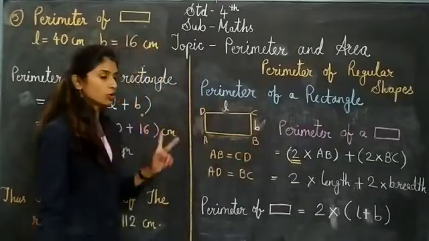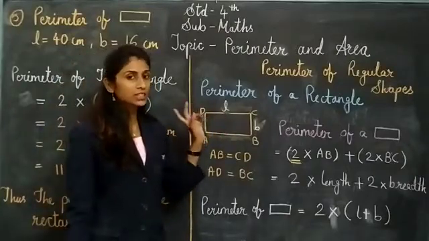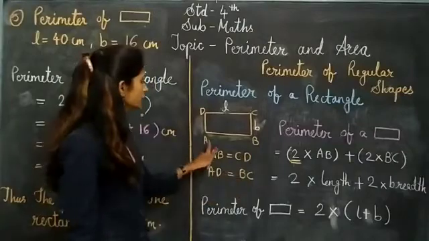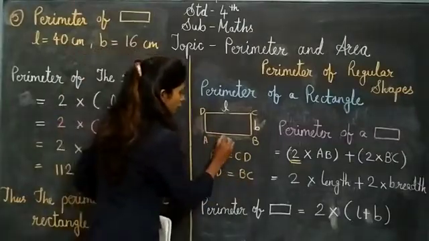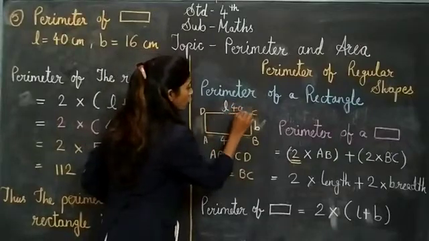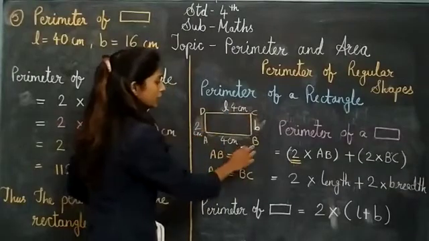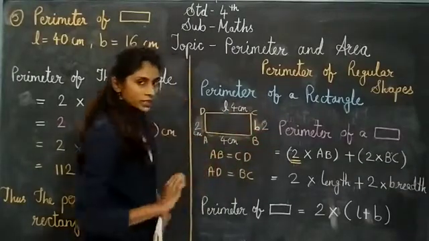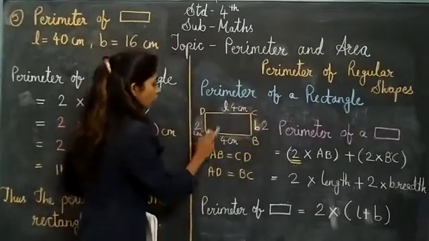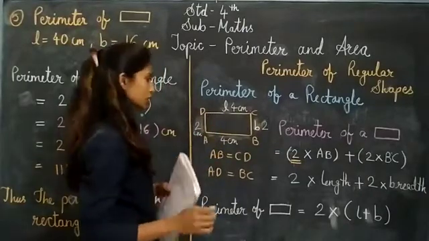Another thing, when we are talking about a rectangle, the opposite sides are equal to each other. It means if AB is 4 cm, then DC will also be 4 cm. If AD is 2 cm, then BC is also 2 cm. In this way, in a rectangle, opposite sides are equal to each other.